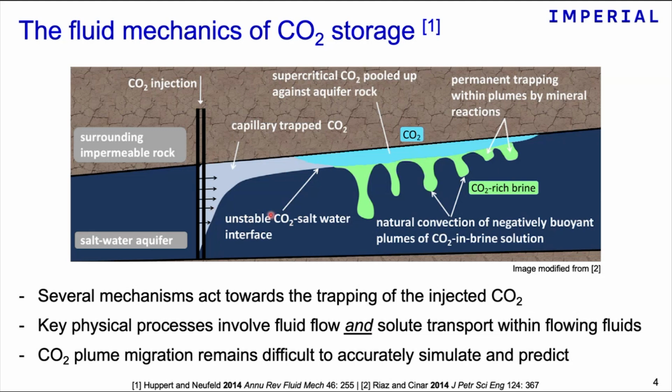So initially, the CO2 will start displacing brine in a two-phase drainage process. Eventually, the brine will re-imbibe into the pore space, trapping the CO2 by capillary forces. But this will be followed by the dissolution of CO2 into the brine, because brine has some affinity for CO2. So CO2 will dissolve in the brine, and eventually this CO2-rich brine will dissipate by advective transport and diffusion into the reservoir.